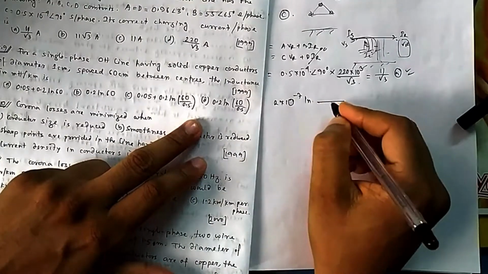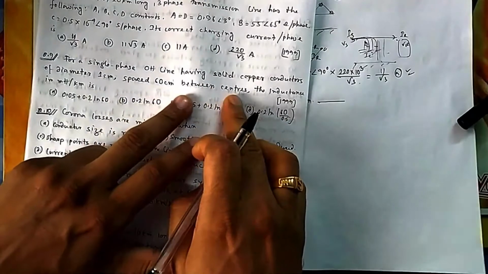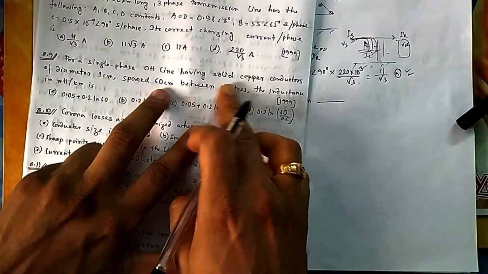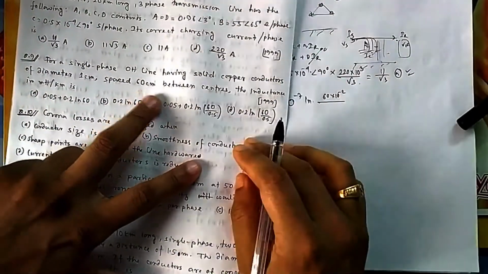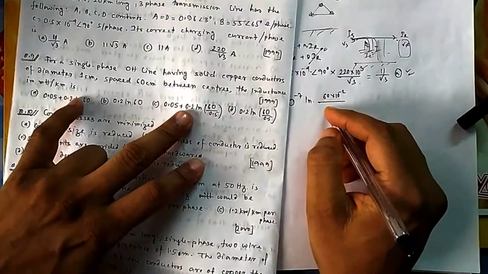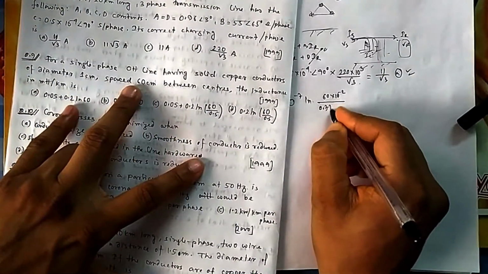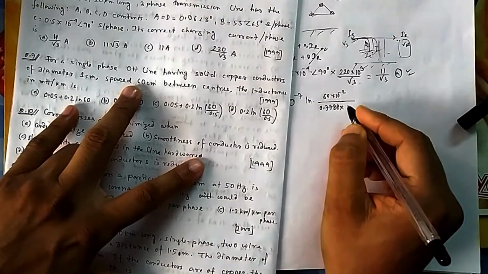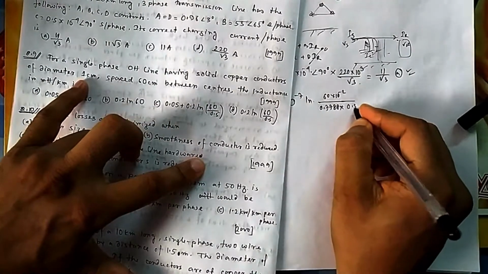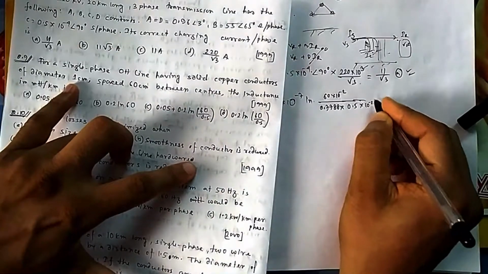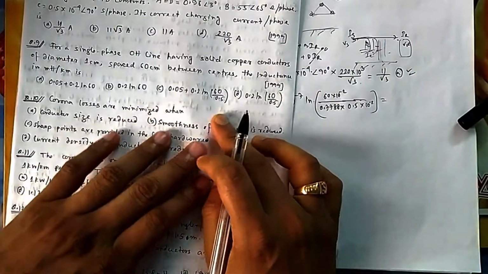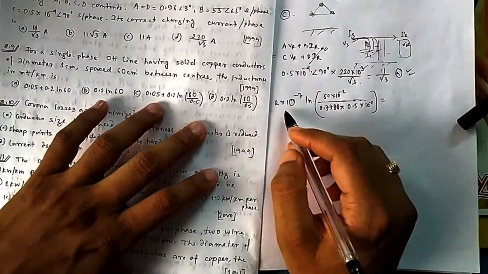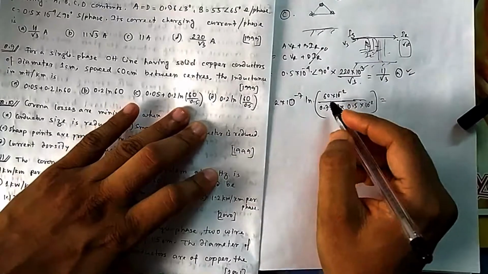This was L equals ln of GMD over GMR. The GMD is the space between the centers. They are solid copper conductors, two single phase, so the distance between them is 60 only, because there are only 2, so one distance will come. This is divided by GMR, 0.7788 into r dash, where diameter is given, so r is 0.5 into 10 to the power minus 2. Now you calculate and check with the options which option satisfies this, or you can segregate also.